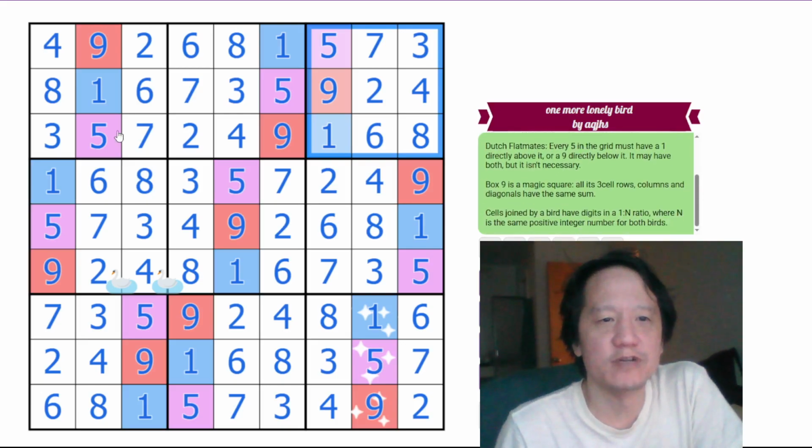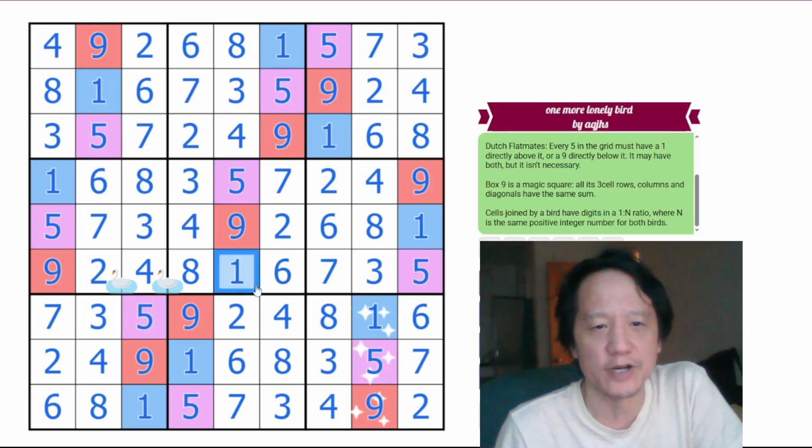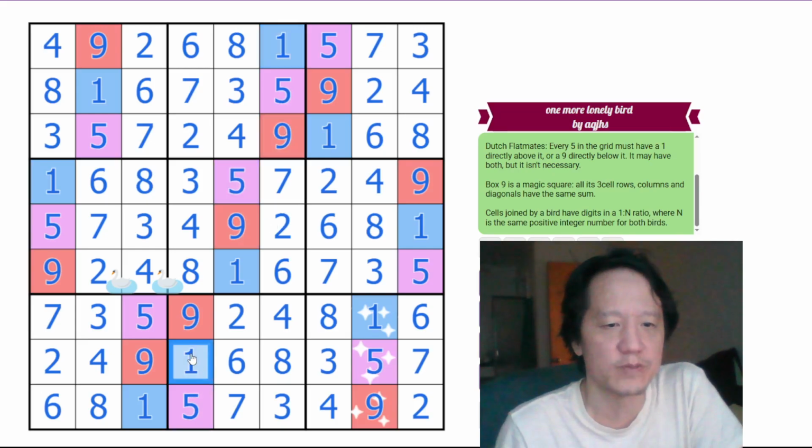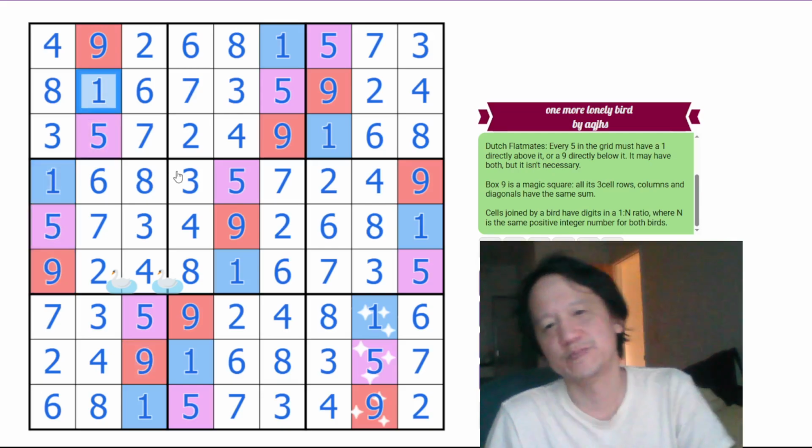Anyways, oh yeah, we need to check the 5s, but all the 5s have either a 1 above it or a 9 below it. Right? This 5 has a 1 above it, 5 has 1 above it and 9 below it. 5 has a 9 below it, 5 has 1 and 9 around it, 5 has a 9 below it, 5 has a 1 above it, 5 has a 9 below, 5 has both, 5 has a 1 above.